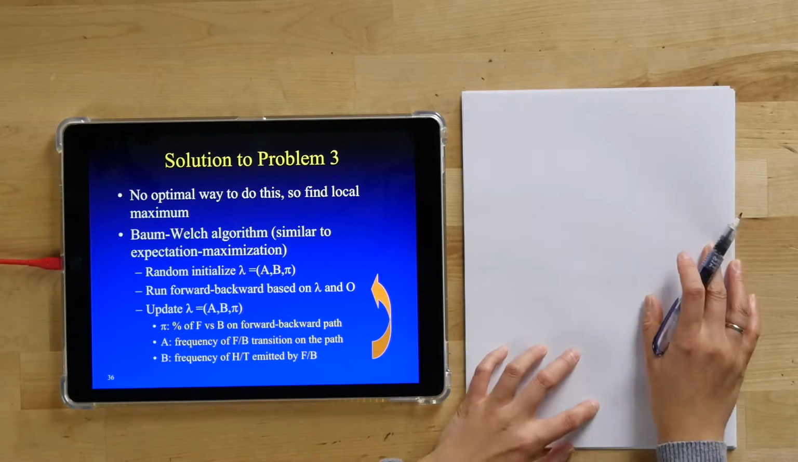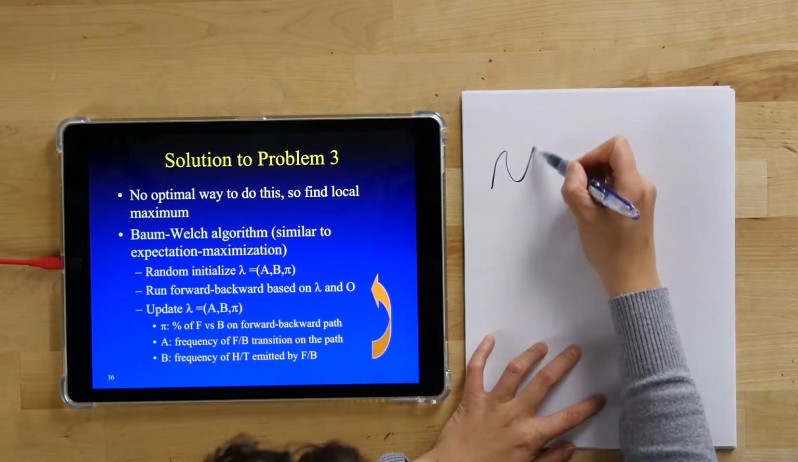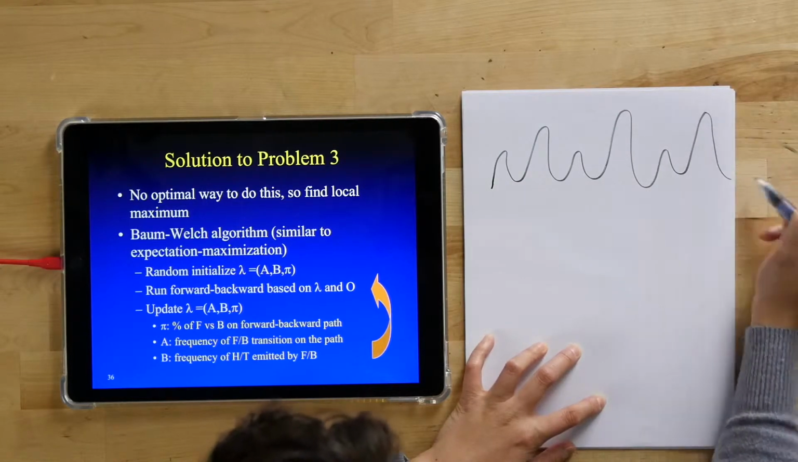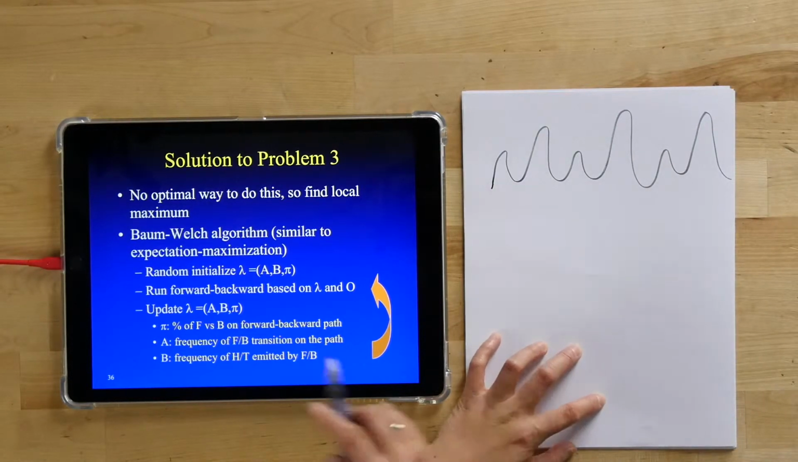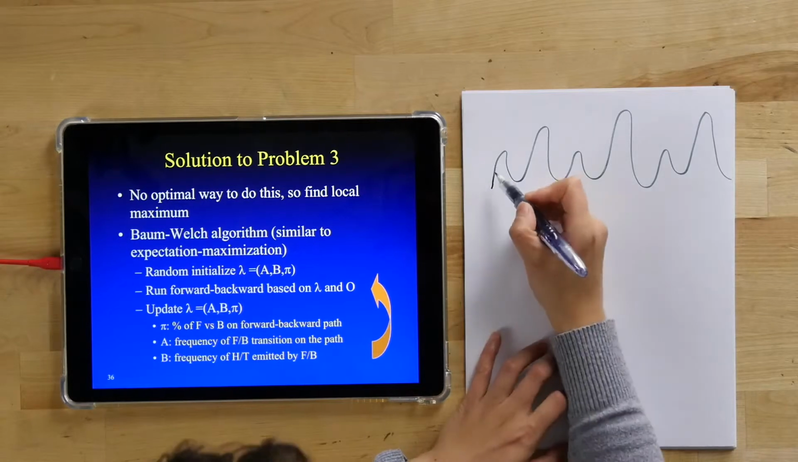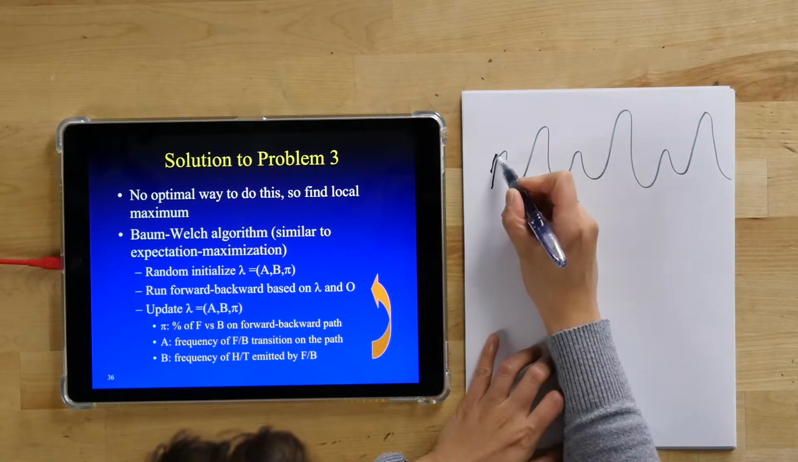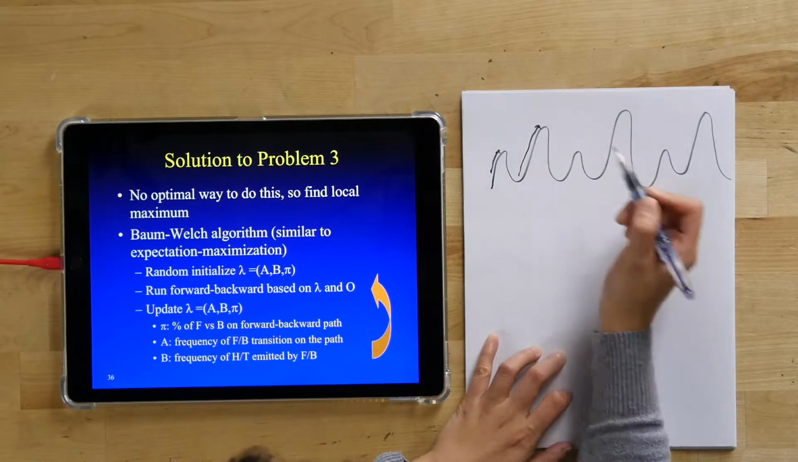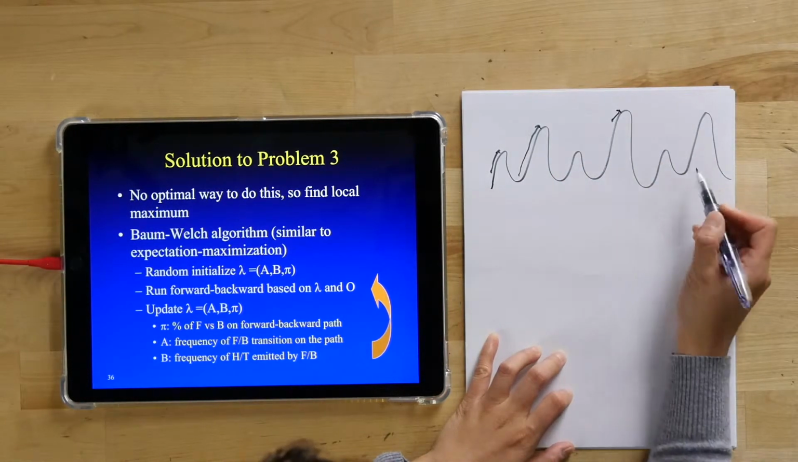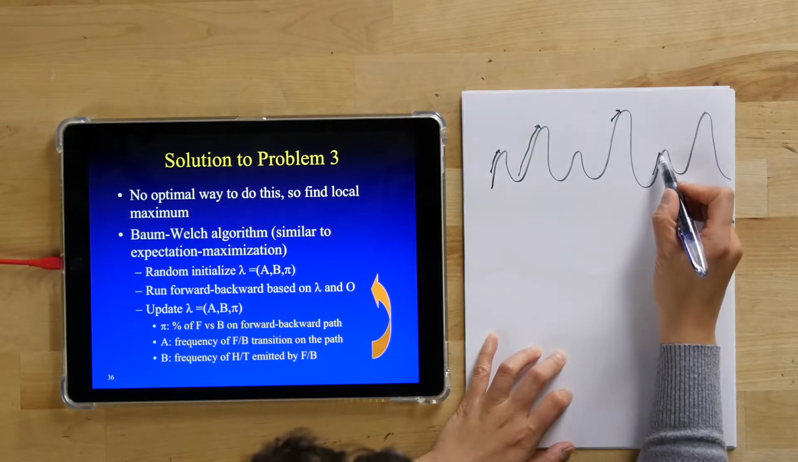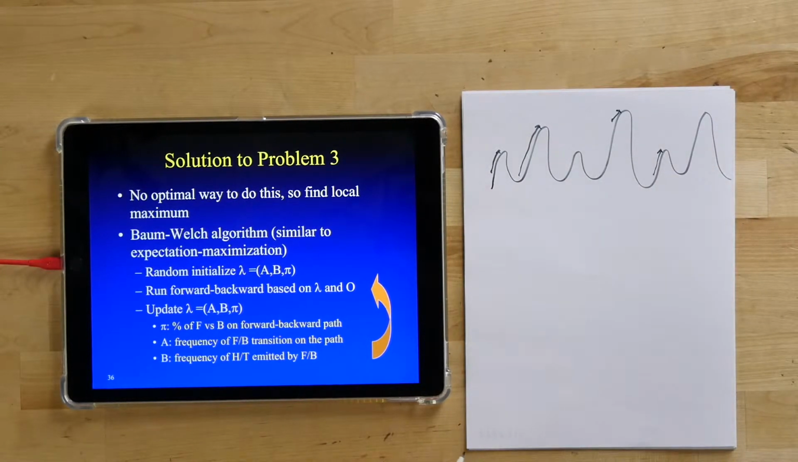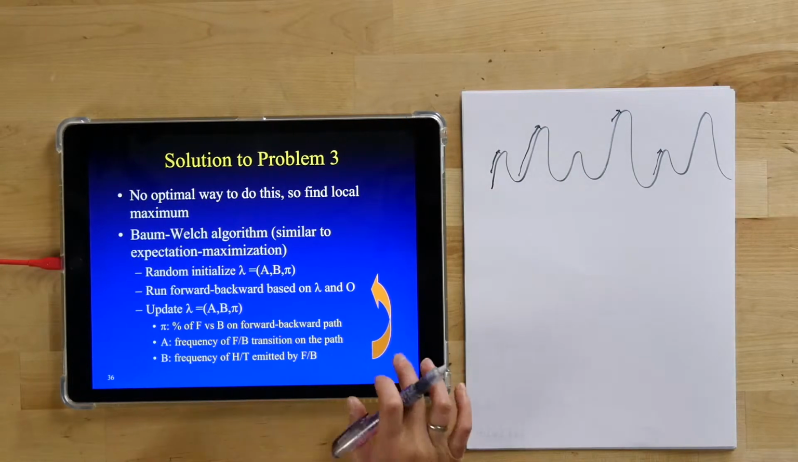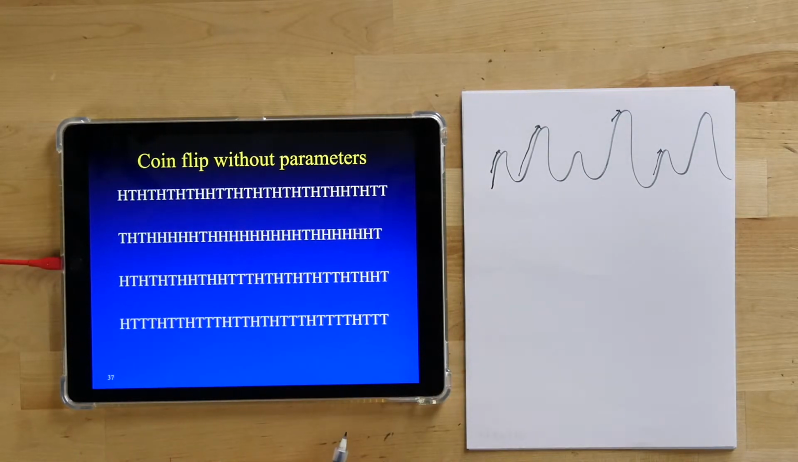But imagine if you have a solution landscape like this, depending on where you start your random initialization, if you start from here, it will give you a local maximum. If you start from here, it will find a local maximum. If you start from there, it will give you a local maximum, but there's no guarantee that you will get the global optimum solution. And so for this one you need to restart a number of times. So let me show you roughly how this is done.